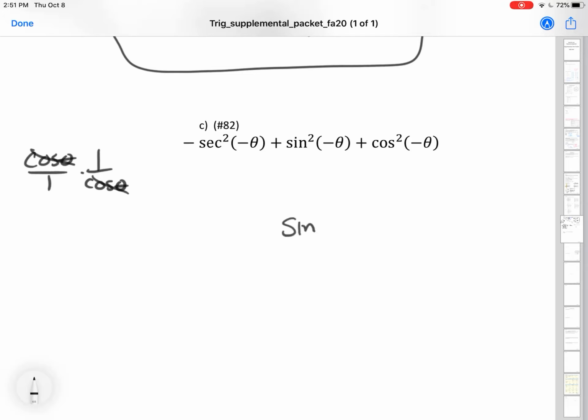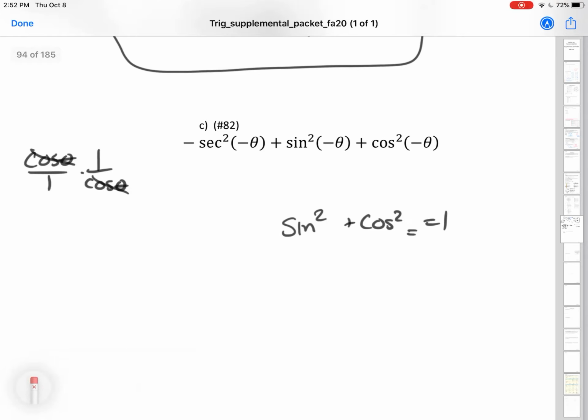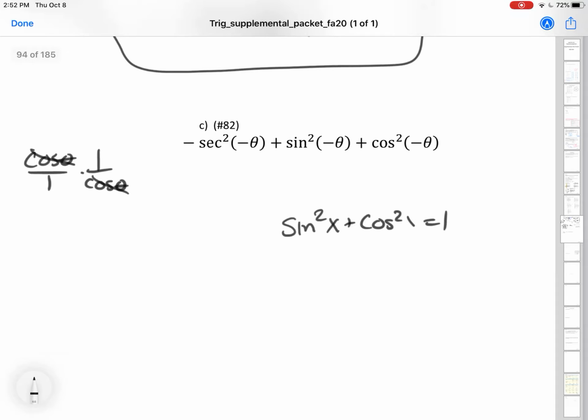We know that sine squared theta plus cosine squared theta is equal to 1. Now make sure you remember what theta is. Theta is any old angle. So I'm going to take off theta for just a minute. And that means that, because this is how you're going to see it in other classes, sine squared x plus cosine squared x is equal to 1. As long as those x's are the same, we're great.